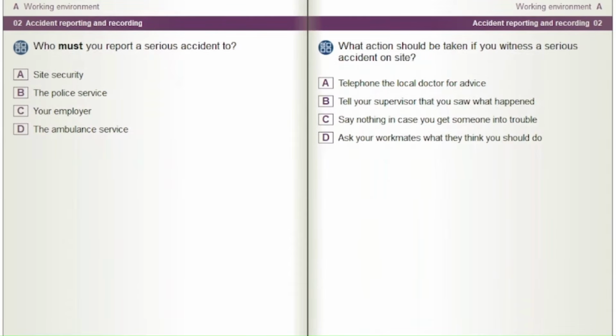Who must you report a serious accident to? Site security, the police service, your employer, the ambulance service.